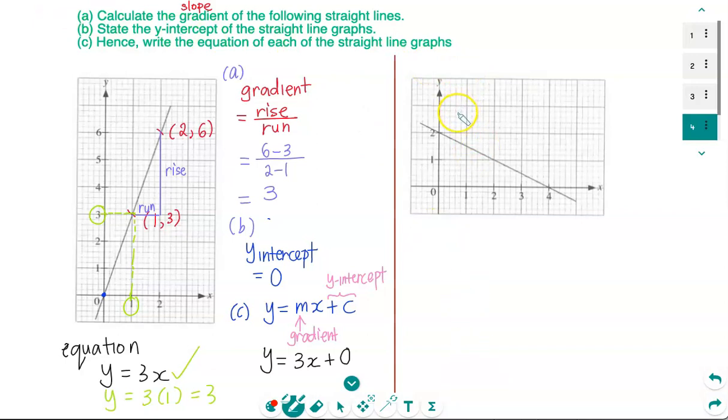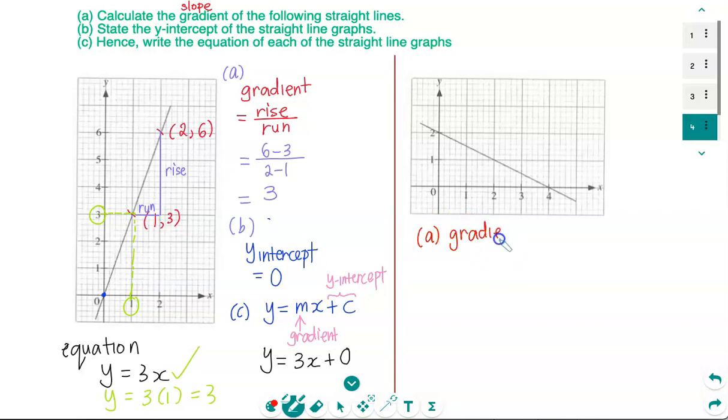Alright, let's look at the second graph that we have over here. Now you can see that the line is downward sloping. So that would give us a negative gradient. Well, don't take my word for it, we're going to calculate it. So for part A, let's calculate the gradient again.